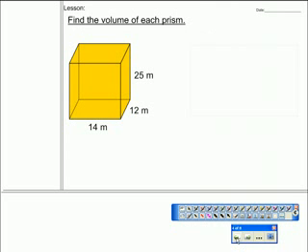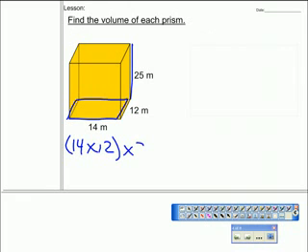Following my very generic formula, how would I find the volume of this? Well, how would I find the area of the base shape? Here's the base shape right here. It is a rectangle. How would I find the area of that rectangle? 14 times 12, and then I'd multiply it by the height here, which is 25. Now I know it's simply length times width times height, isn't it? So does it matter which order I multiply these three? No, it doesn't. For any rectangular prism, it really doesn't matter.